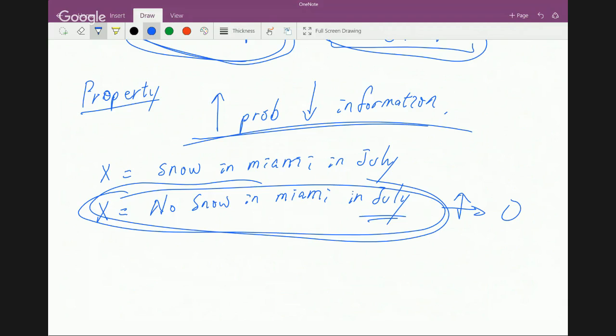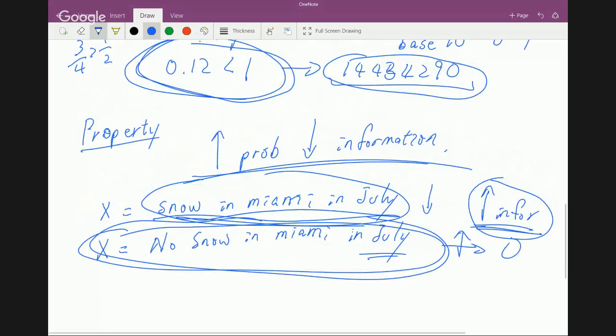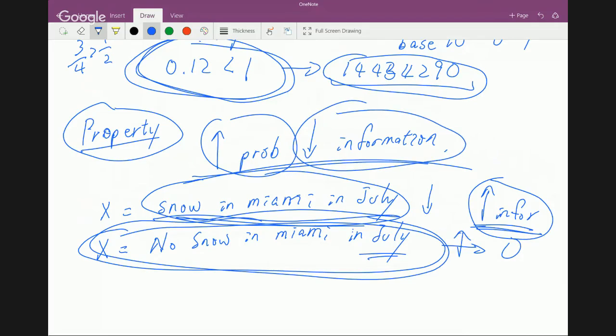But this one, snow in Miami in July, is very unlikely. So if I tell you that it snowed in Miami in July, you will probably be like, oh, wow, it snowed. It actually means something. So I'm actually giving you some information if I tell you that it snowed in Miami in July. This property, where the higher the probability, the lower the information, is very interesting.